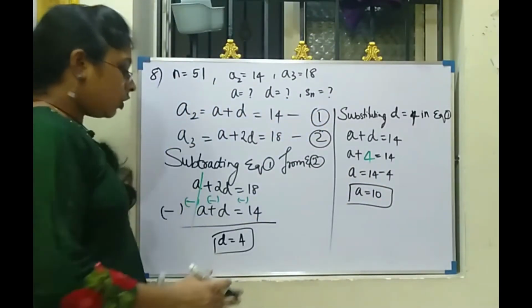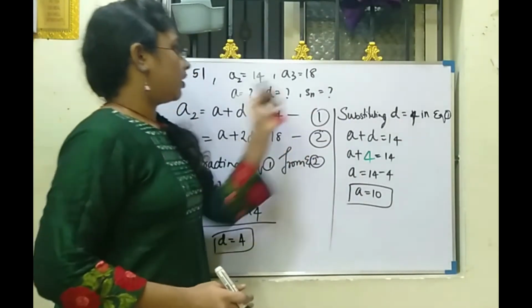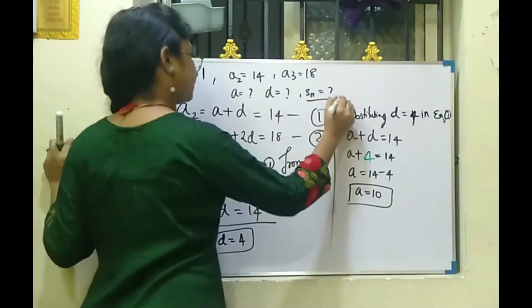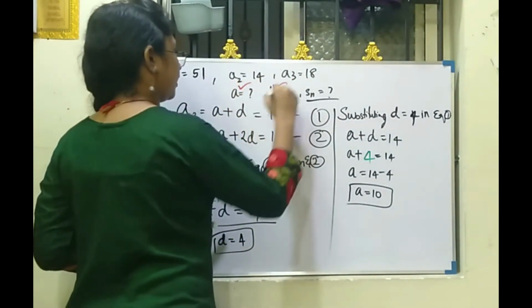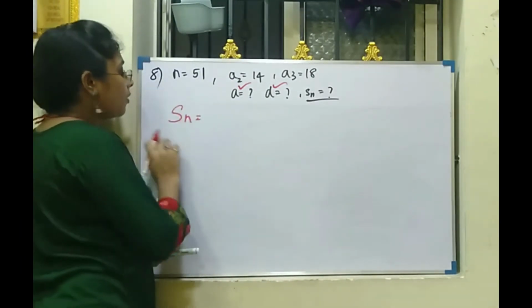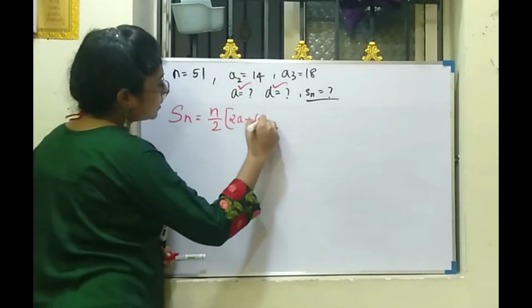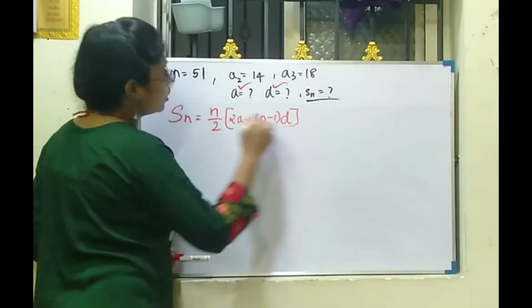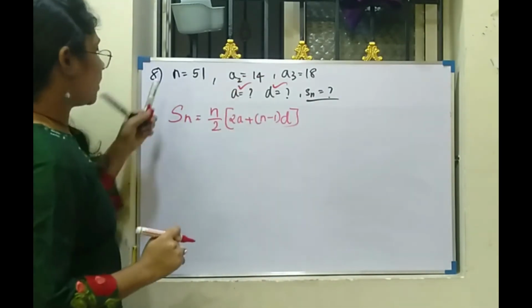Okay, so now we know the value of both A and D, so that we can find the value of Sn. So we have found A and D, so we need to find the value of Sn. The formula of sum of n terms will be n by 2 into 2A plus n minus 1 into D. So I am using this formula because we don't have the value of An.